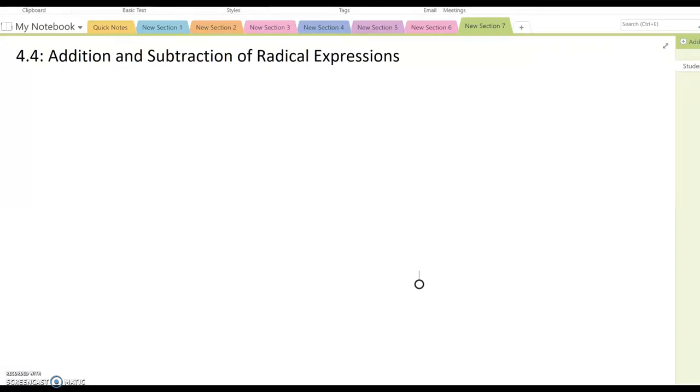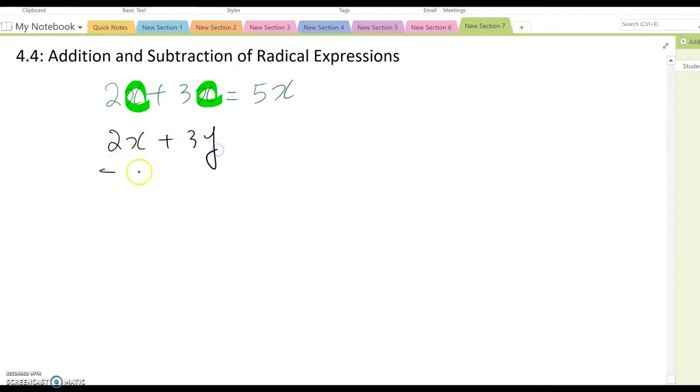4.4 Addition and subtraction of radical expressions. Based on variable expressions such as 2x plus 3x, we can simplify this as 5x because it has exactly the same base value. However, if we have 2x plus 3y, then we cannot combine them because the variable terms are different.